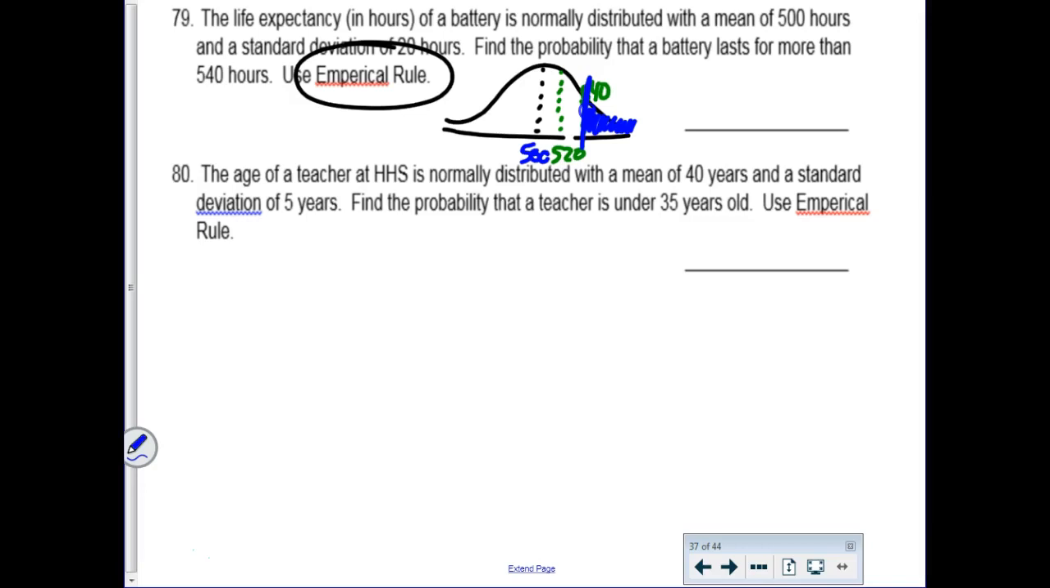Okay. And then if they want you to know how many batteries are in the sample, you take that percentage and multiply it by how many batteries you have. They did not ask you that on this question, and they won't ask you that on the test, so I'll just shut up. All right, moving on.